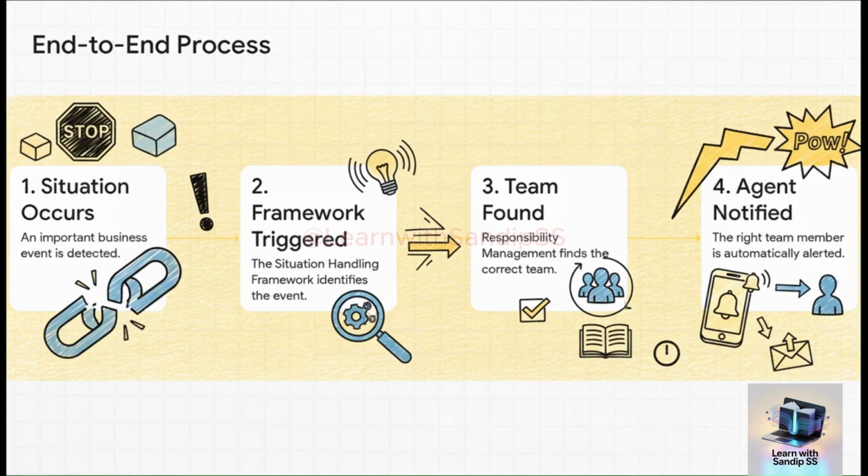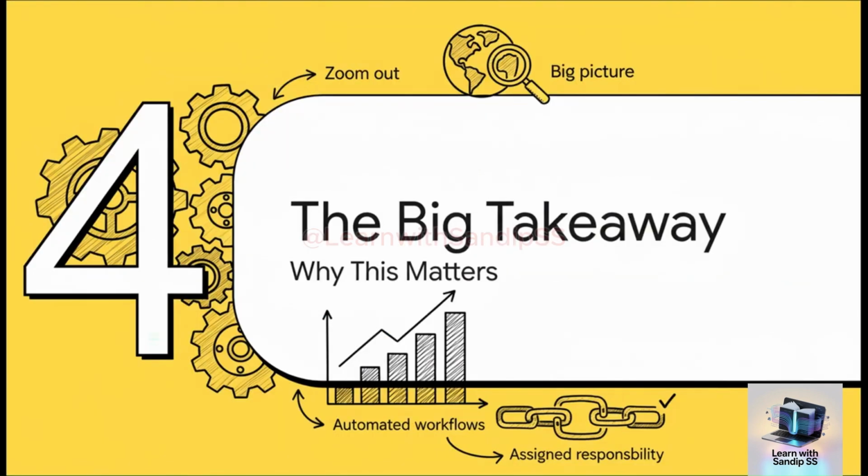So let's just walk through how that whole flow works. Okay, step one, a situation happens. There's our blocked sales order again. Step two, the situation handling framework immediately spots it and says, whoa, this is an important event. Then step three, responsibility management kicks in, looks at all its rules, and finds the correct blocked sales order team. And finally, step four, it pinpoints the exact agent in that team whose function matches the problem, and boom, that person gets an automatic alert to get to work. It's just seamless.